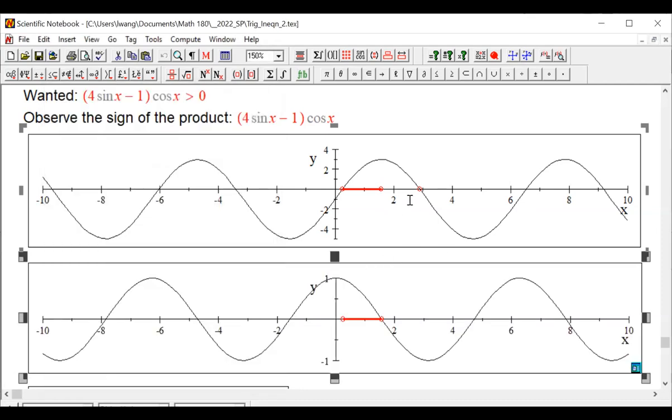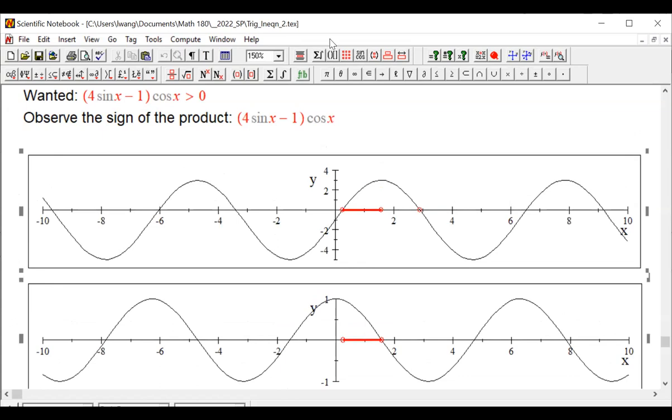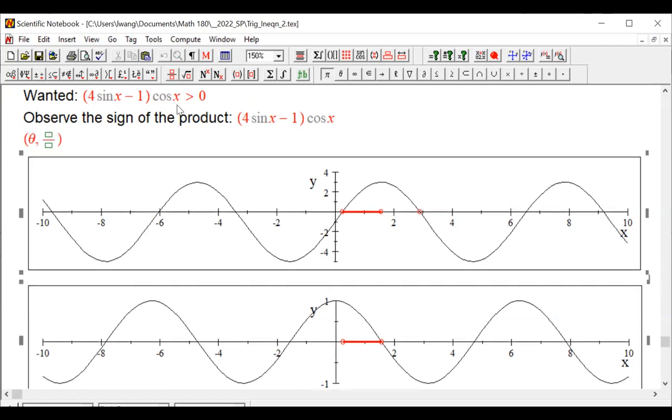Okay, we found one piece of solution already. This one piece of solution is between theta to pi over 2. On this piece, you can see the curve is positive times positive. So positive times positive is a positive, right? So we got a piece of solution here. So the first interval is theta to pi over 2. This is how you identify solutions. It's not easy. And we keep going.